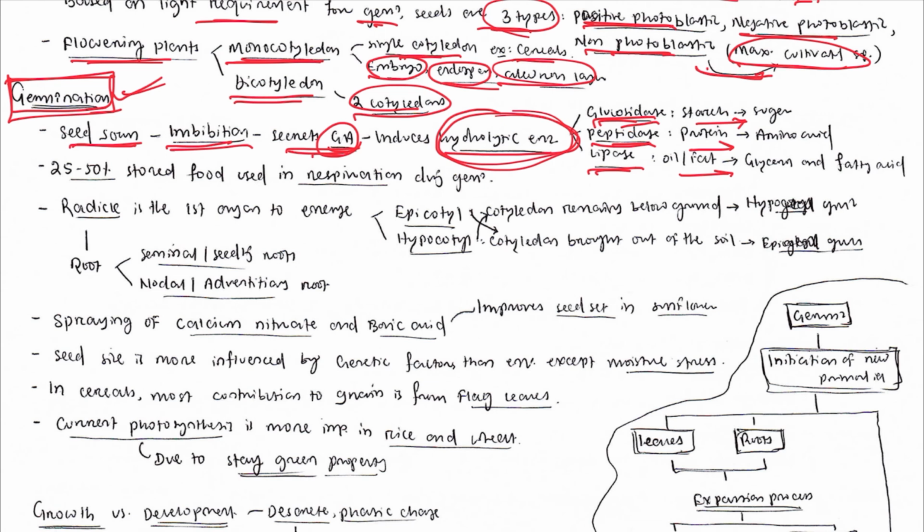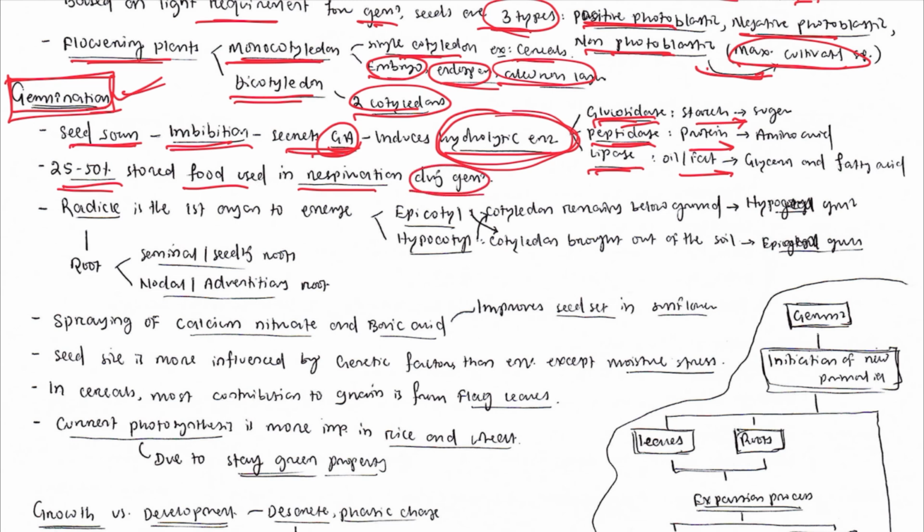Now after this simplification there will be production of the embryo, I mean coleoptile and coleorhiza. Then they will develop. 25 to 50% of the stored food is used in respiration during germination.